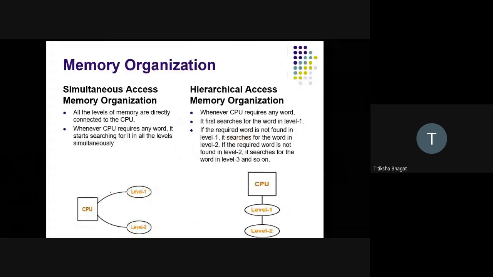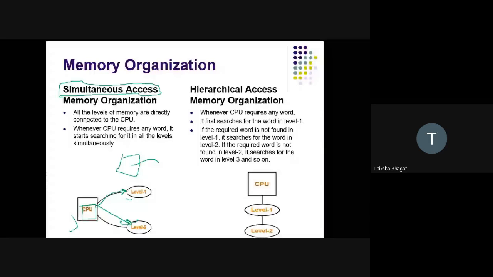So here a CPU can organize, or access, the memory in two different ways. Number one method is simultaneous access. You can see this is the example of simultaneous access, where if the CPU wants to search some data, and there are two levels of memory, then the CPU will start searching at the same time in level 1 as well as in level 2.